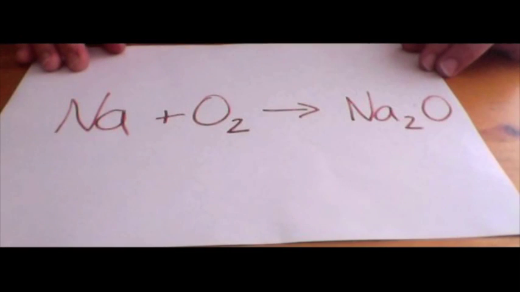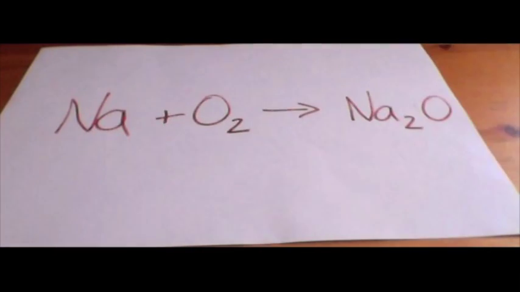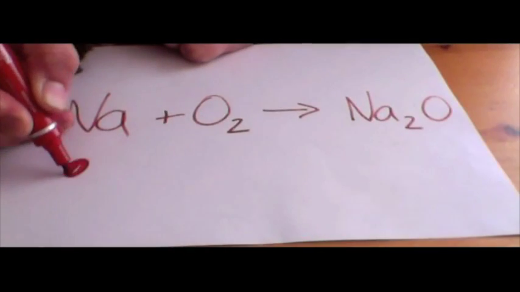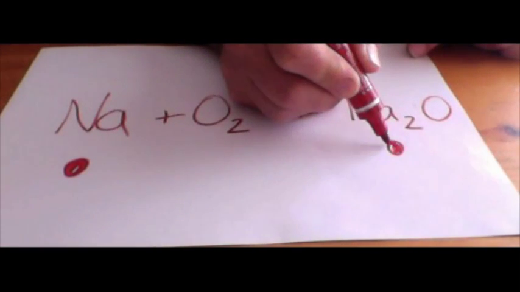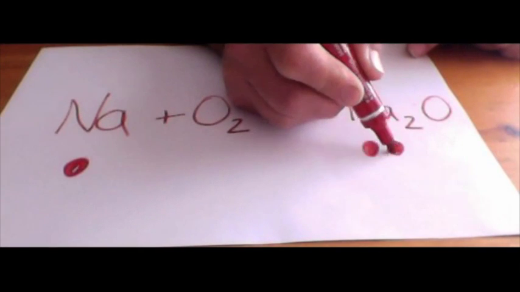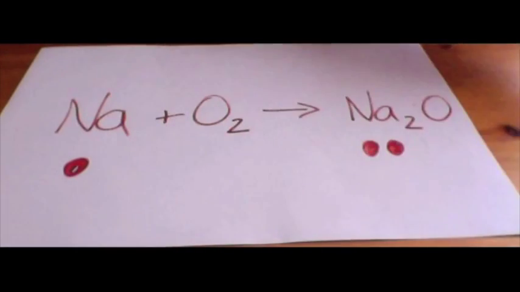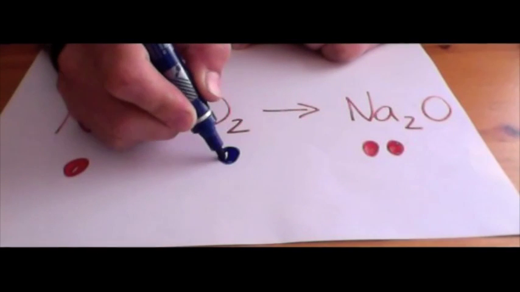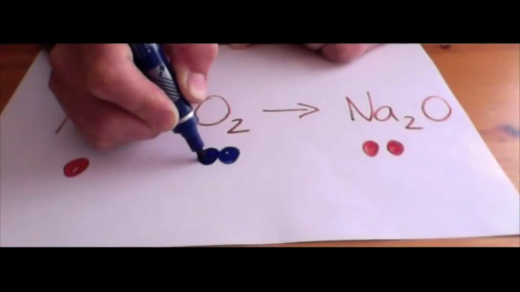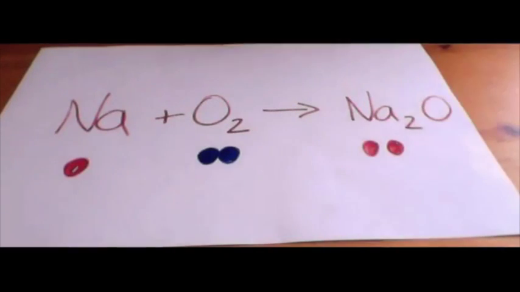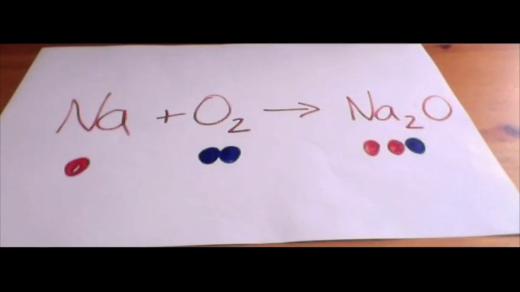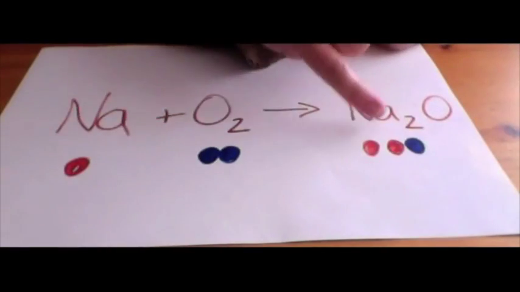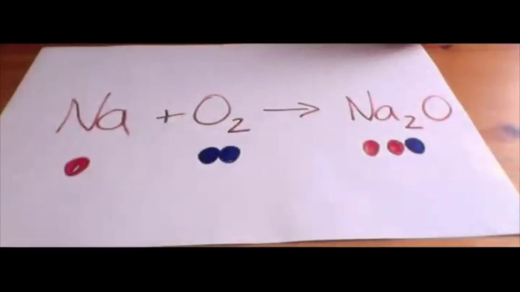So here's sodium plus oxygen goes to sodium oxide. Let's draw in the atoms. We've got 1 sodium atom on this side. This 2 here means that we have 2 sodium atoms on this side. It's oxygen. Oxygen is a molecule, a diatomic molecule, 2 atoms. And here we've got 2 sodium atoms joined to 1 oxygen atom. So we've got 1 sodium, 2 sodiums, 2 oxygens, 1 oxygen.